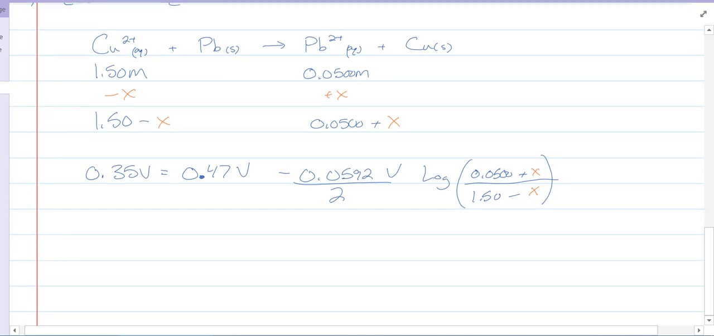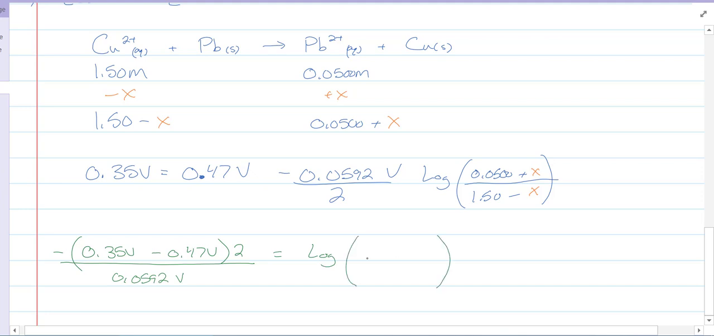Okay, so I'm going to subtract. I take 0.35 volts minus 0.47 volts. Then I'm going to multiply that by negative 2 and divide it by 0.0592 volts. And that'll give me the log of these numbers, 0.0500 plus x and 1.50 minus x.